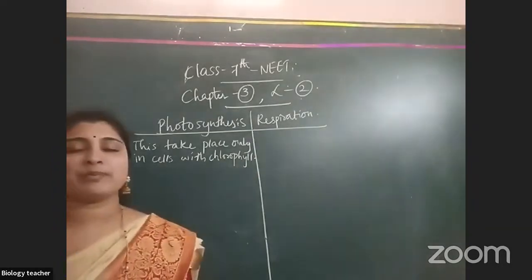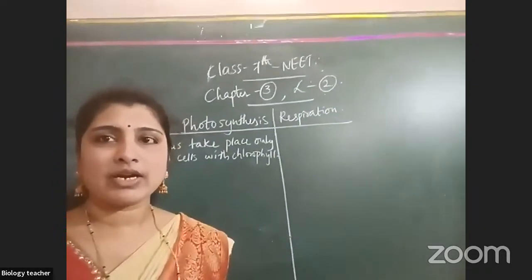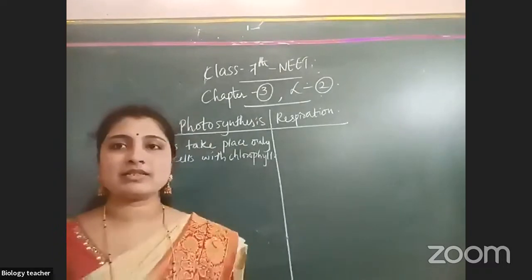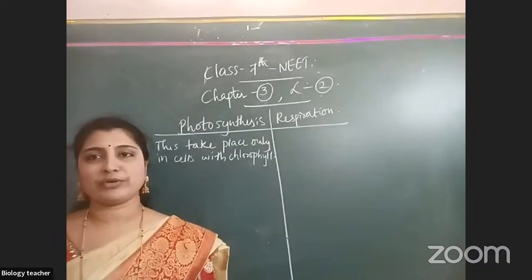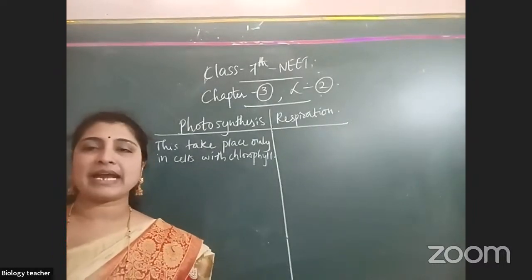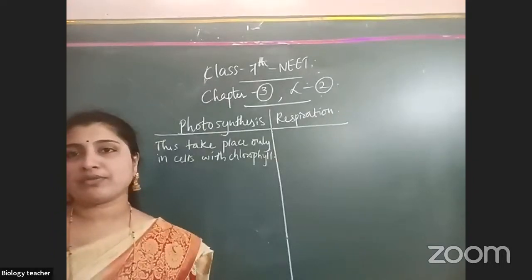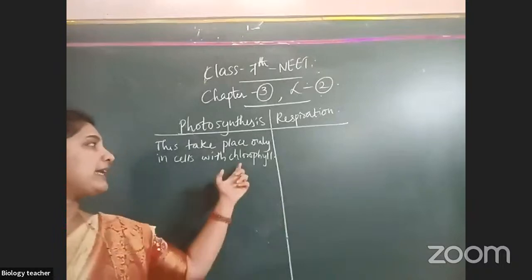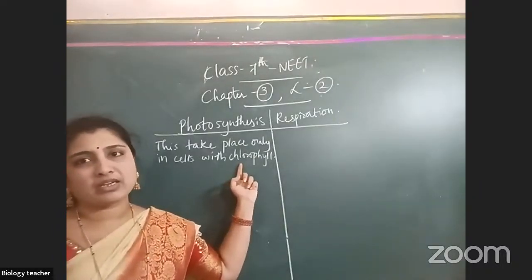You all know the definition of photosynthesis. What is the definition of photosynthesis? Plants prepare their own food material with the help of chlorophyll and sunlight, taking carbon dioxide from the atmosphere and water from the soil. So what is necessary? Mainly chlorophyll. So it takes place only in the cells containing chlorophyll.